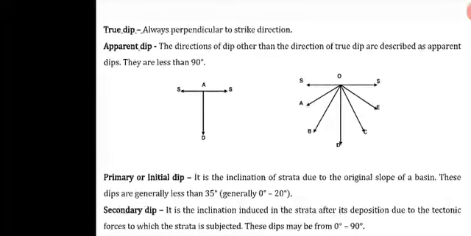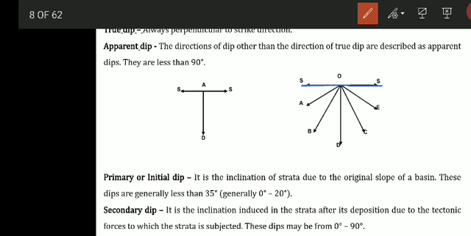And what is apparent dip? In the second image, this is the strike, this is the true dip, which is always 90 degree to the strike. Other than true dip, whatever the dip directions are, those are called the apparent dip. So they are always less than 90 degree.